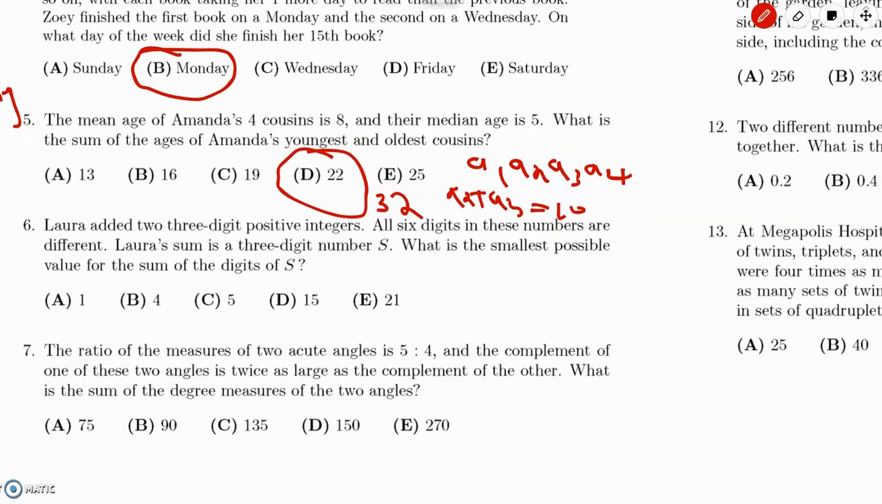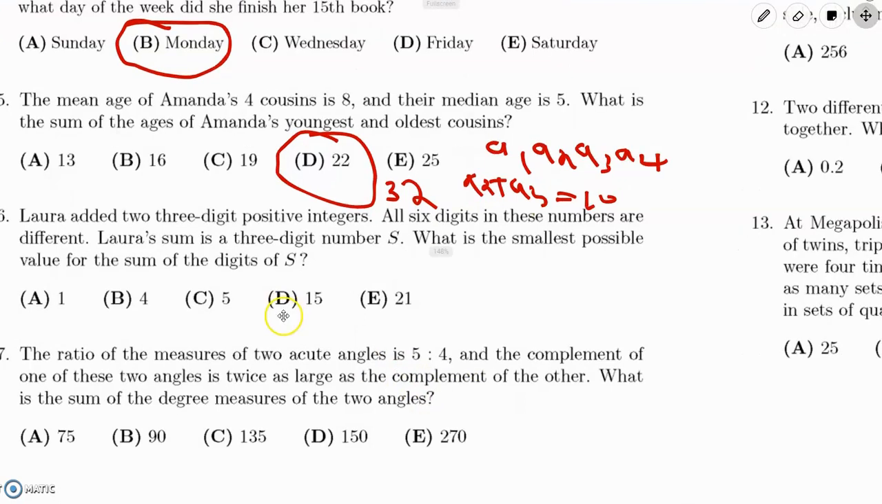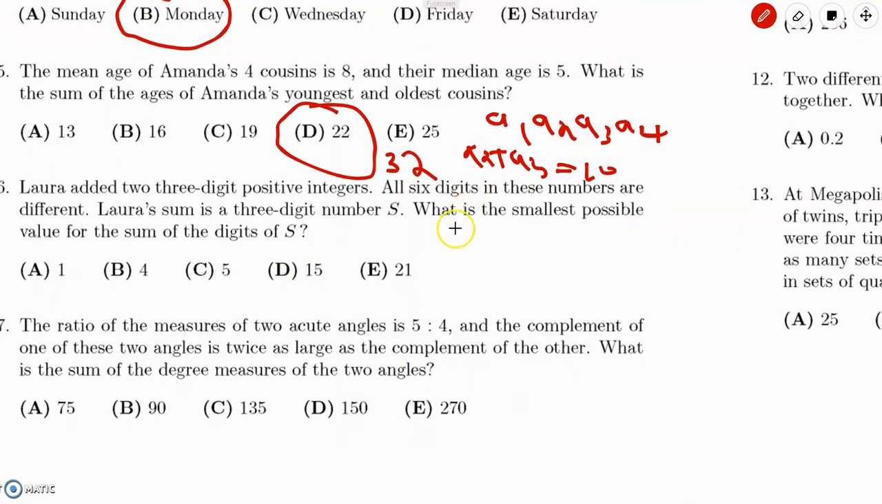Number 6, Laura added 2 3-digit positive integers. All 6 digits in these numbers are different. Laura's sum is a 3-digit number s. What is the smallest possible value for the sum of the digits of s? So essentially, we know that they're 3-digit positive integers, so they're greater than or equal to 100, and essentially that means that the sum is greater than or equal to 200, so the hundreds digit is greater than or equal to 2, so 1 is already out of the picture, since that cannot be the sum.